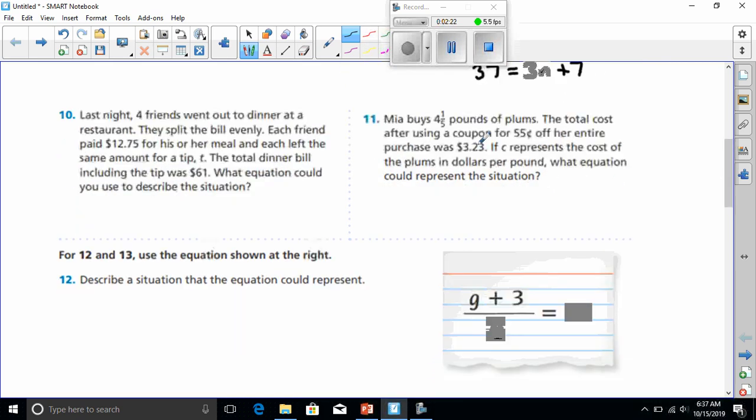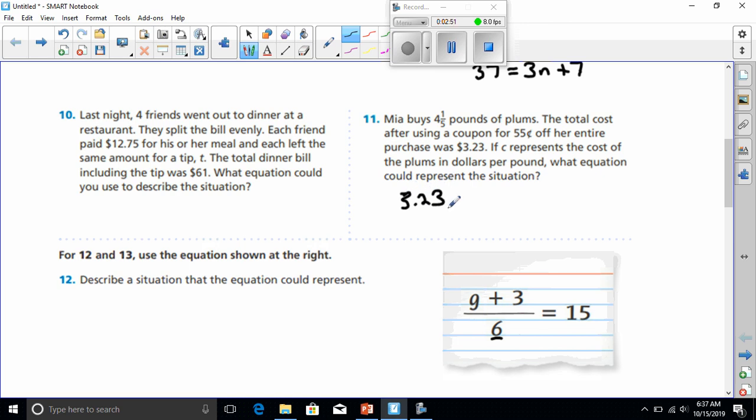Number 11 says Mia buys 4 1/5 pounds of plums. The total cost after using the coupon for 55 cents off the entire purchase was $3.23. If C represents the cost of plums in dollars per pound, what equation could represent this? Well, the total again was $3.23.